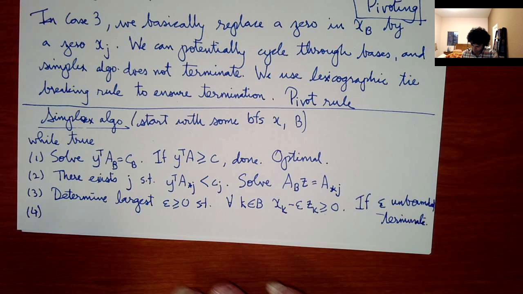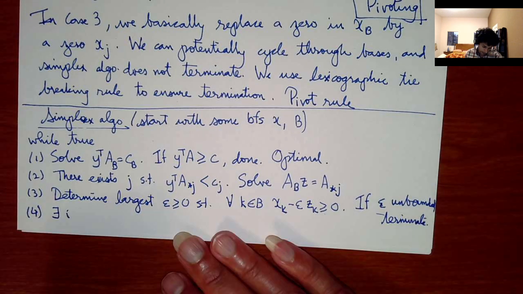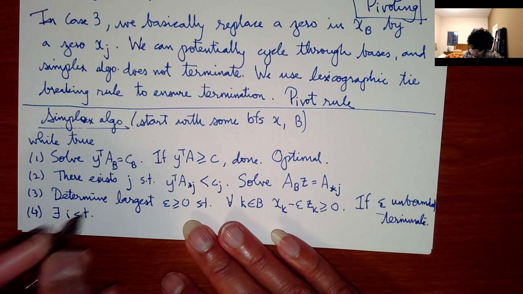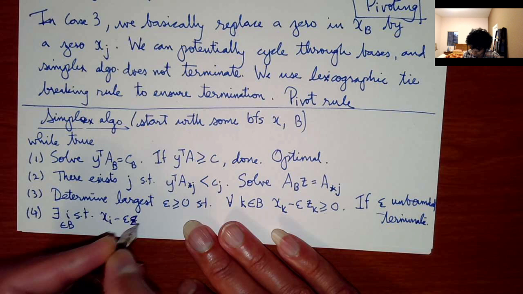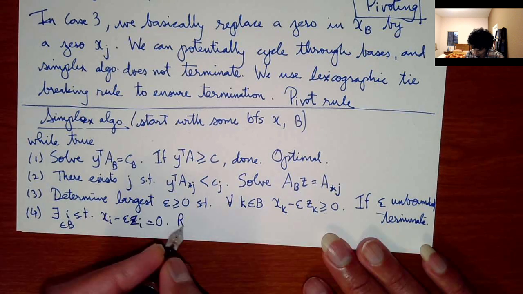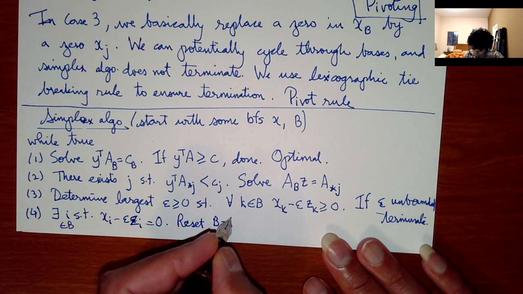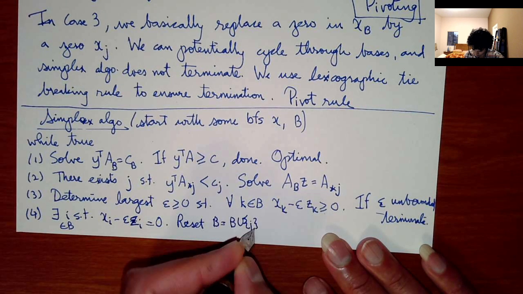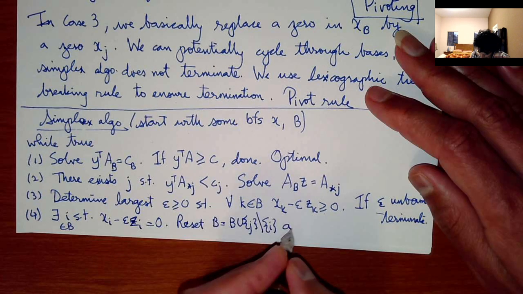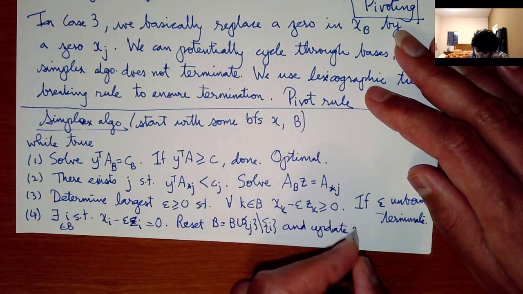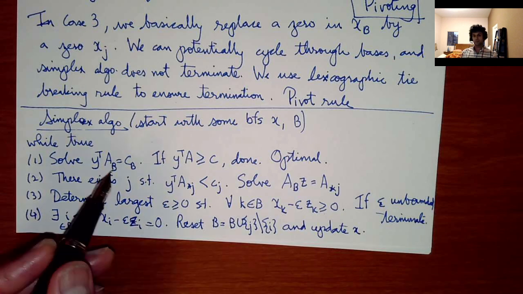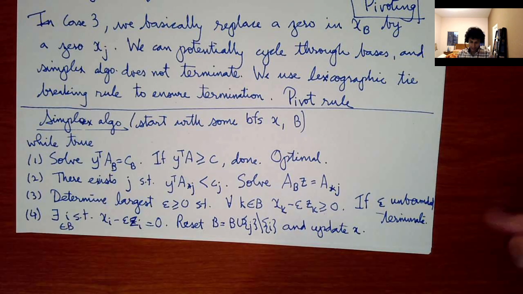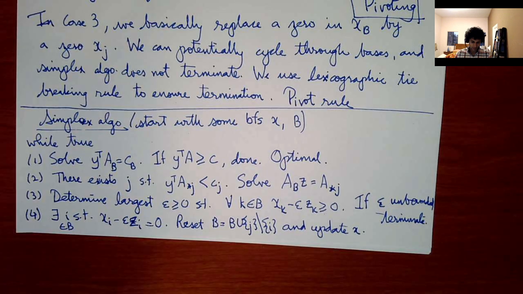Otherwise, there exists an I in the basis such that xi minus epsilon zi is equal to 0. Then you reset, B is equal to B union J minus I, and update x. And this is the simplex algorithm, and the key is that you use complementary slackness in step 1, and then there are these linear algebraic calculations for what remains. So this is the simplex algorithm.